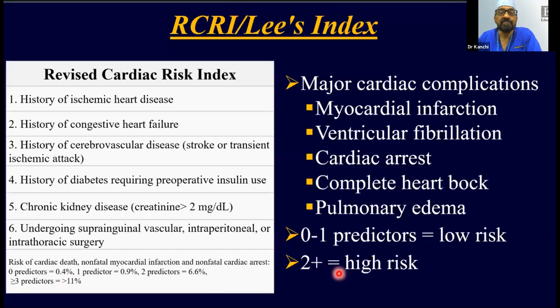And also you can classify the surgical risk into low risk category or high risk category. If it is 0 to 1 predictor, it is low risk. If it is 2 predictors or more than 2 predictors, it is high risk. And please note that the recent guidelines have removed that intermediate risk category, because the management of intermediate and high or elevated risk is similar. So we need to look into whether it's a low risk procedure or high risk procedure.